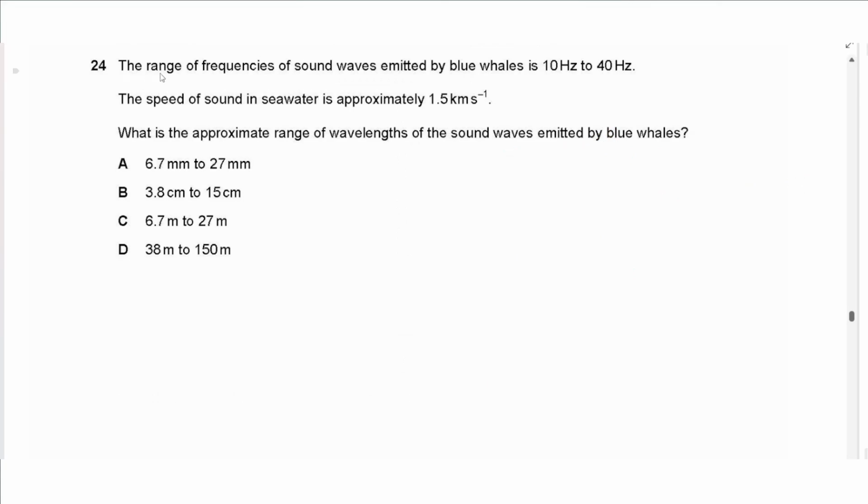Question 24 says the range of frequencies of sound waves emitted by blue whales is 10 Hz to 40 Hz. The speed of sound in seawater is approximately 1.5 kilometers per second, not meter per second. So this is 1,500 meters per second. What is the approximate range of the wavelength of the sound waves emitted by the blue whales? So we can use wavelength is equal to speed divided by frequency 2 times.